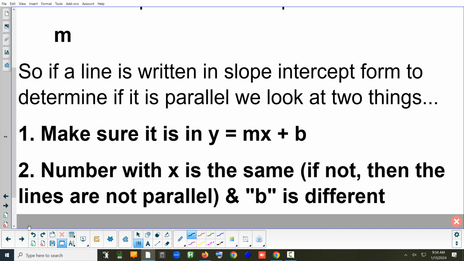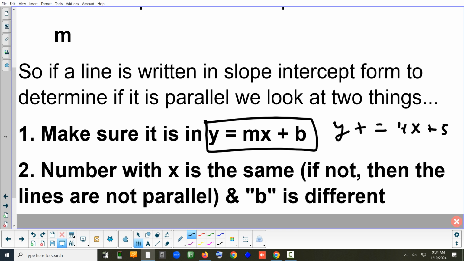So that's what you're going to write down where it says 1 and 2. Number 2 is to check that they have the same slope and different y-intercepts. But in order to check that, you have to make sure your equation is written like this. If it's written otherwise, that's not the right order. You've got to make sure the y is by itself. We've been practicing that, getting the y by itself. Then check that the number with x is the same. That's the slope. If the number with x isn't the same, you're done. They're not parallel. But if the slopes are the same, double check that the y-intercepts are different.